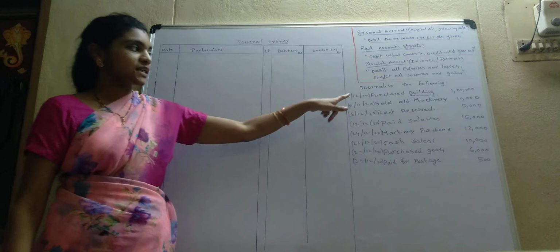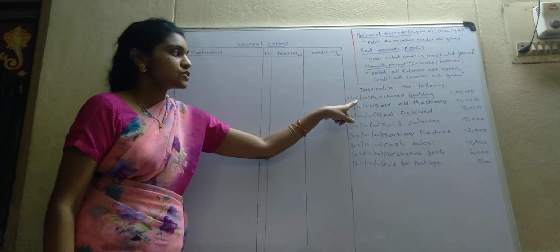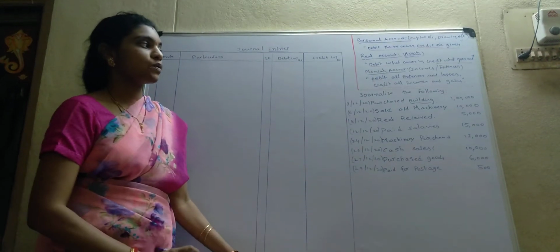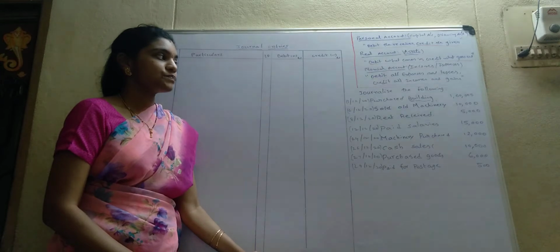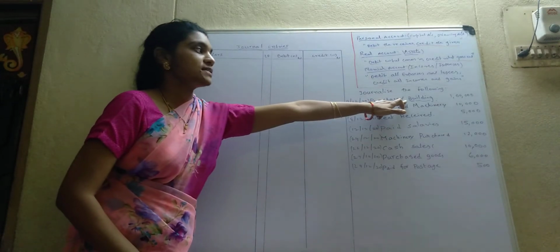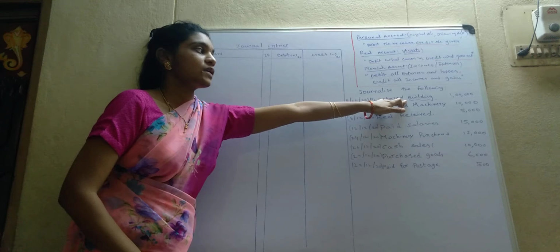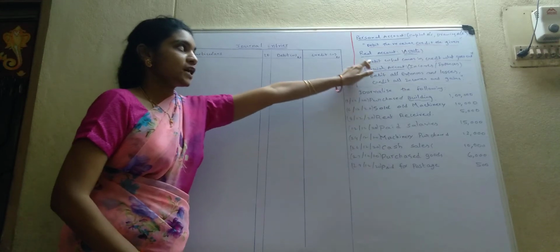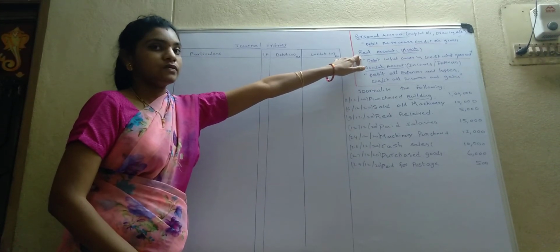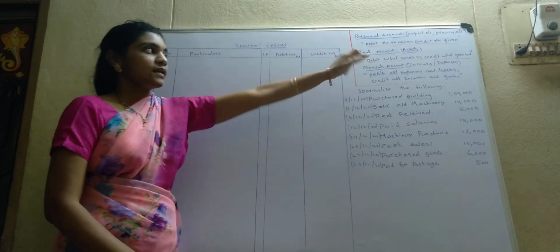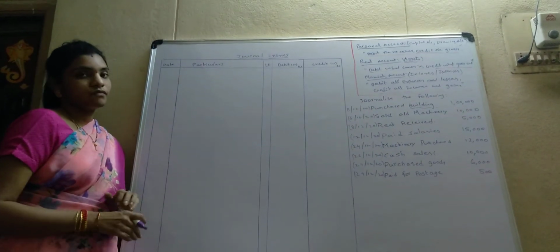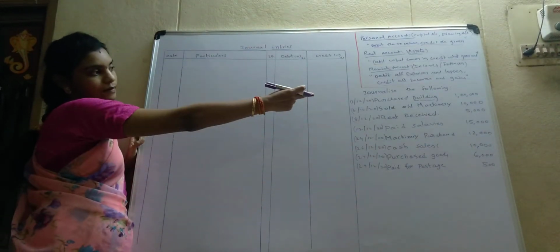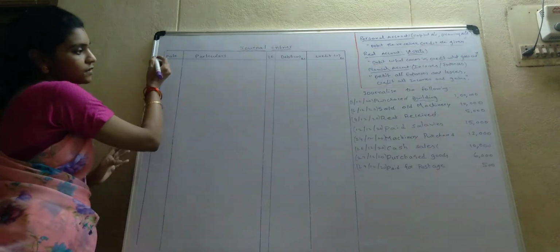Now coming to transactions. On 1st 12th, purchased building. Now try to identify which two accounts are affected. One is building and the other account is cash. Now try to identify building belongs to which account? Assets, real account. Now what is the rule for real account? Debit what comes in and credit what goes out. What comes into our business? Here building.